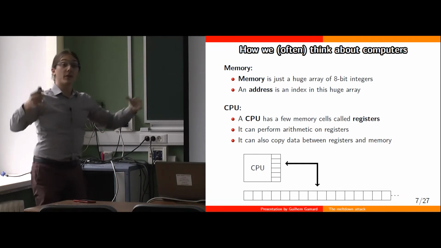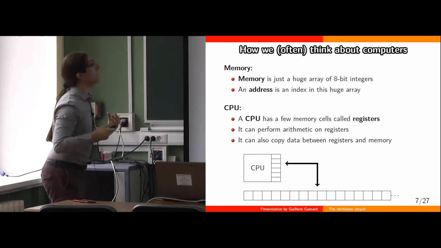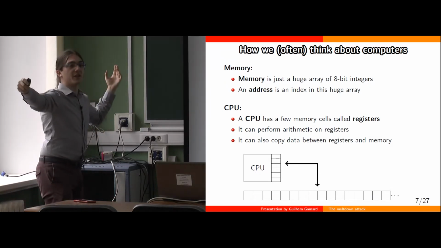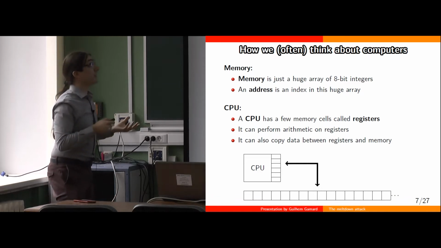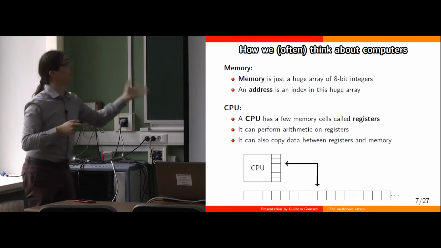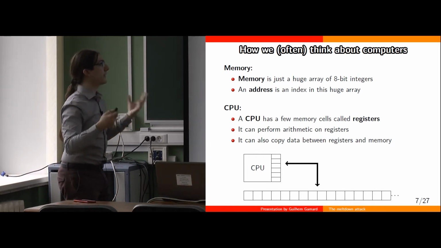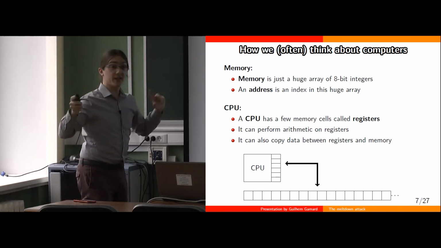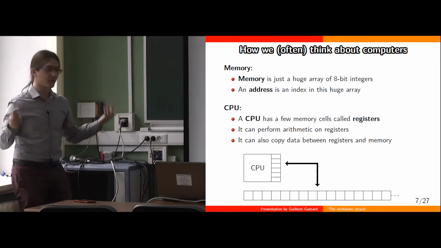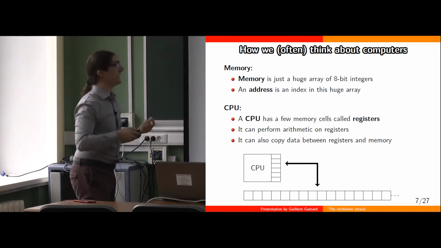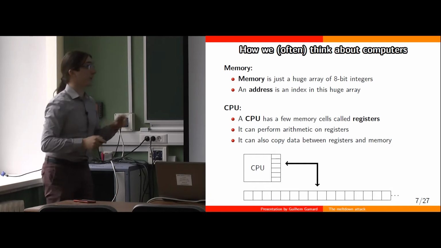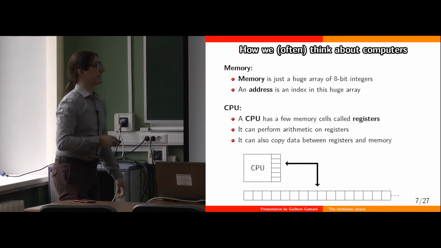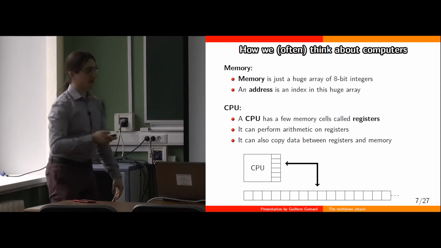So the standard model, especially if you're from theoretical computer science like me, how do you think about a computer? Well, memory is something like a huge array of integers, let's say 8-bit integers. An address is just an index somewhere in this huge array. And the CPU is a piece of circuitry that itself has a few memory cells called the registers, which can perform simple arithmetic on these registers, additions, divisions, standard things, and can also copy data from and to memory. So we can move data from registers to memory and back. That's the standard picture: I get data I need from the memory, perform calculation, put it back to memory.